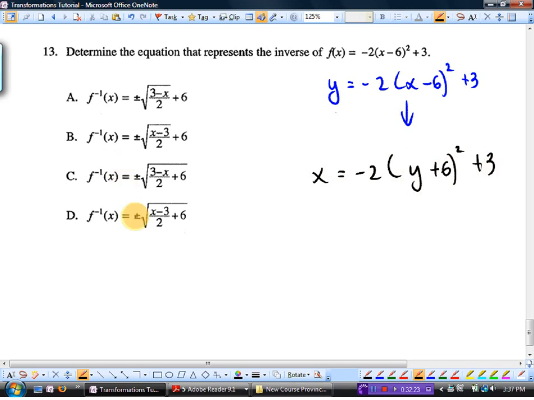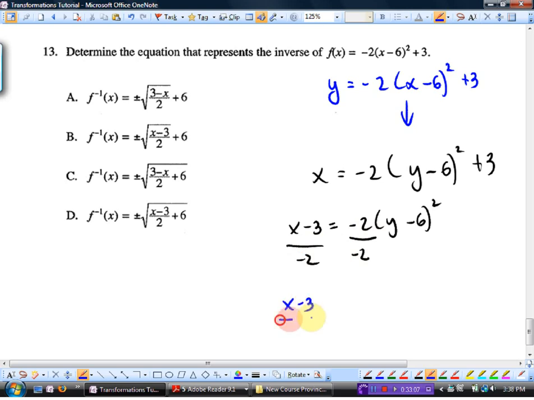And now I stop and I say, oh, geez, I guess they went and they got the y by itself. Sometimes they don't. Sometimes they're okay with that. I've seen that as the correct choice before. Well, they want me to get the y by itself. How would I get the y by itself? Minus 3 from both sides. I would go x minus 3 equals negative 2 bracket y minus 6 all squared. Divide by negative 2. And I'll get x minus 3 over negative 2.